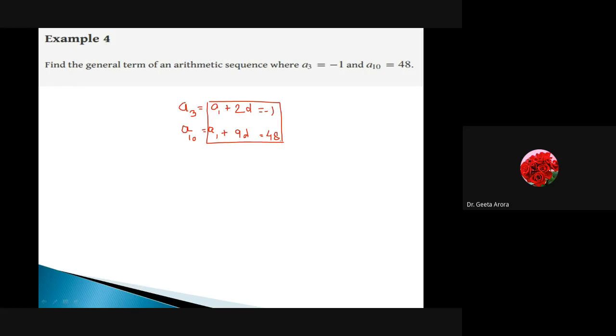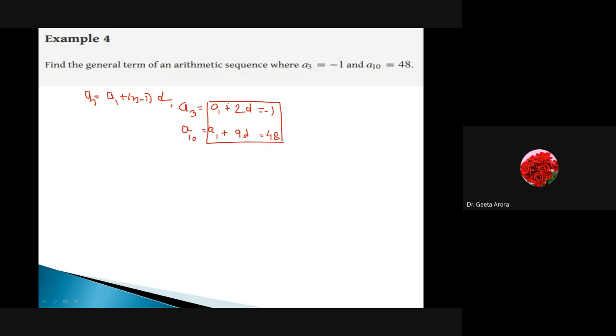Again, let me repeat what procedure you have to adopt. Two things are given to me, A3 and A10. We are looking for the general term. In order to find the general term, we must have A1 and d. The general term is given by An is equal to A1 plus (n minus 1) times d. It means to write it down, I need the value of the common difference d and the initial value A1.